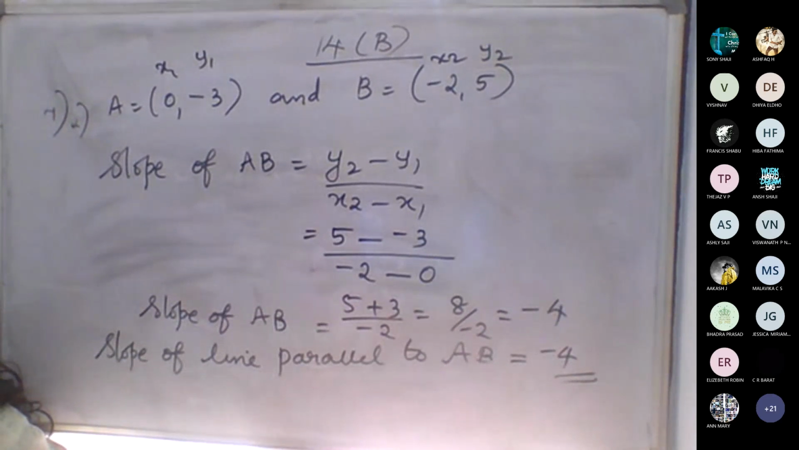Next question, you have to say, okay, you will commit mistakes, that's why I am saying that. Fifth set. Find the slope of the line perpendicular to AB, if A and B are given.